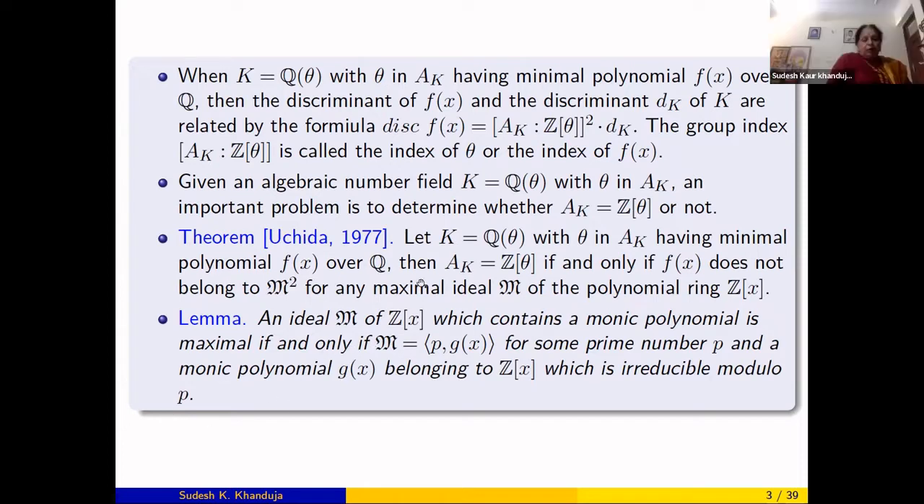And not only that, in a simple lemma, he described all maximal ideals which contain a monic polynomial. An ideal M of the polynomial ring Z[x] which contains a monic polynomial is maximal if and only if the ideal M is of the type (p, g(x)) for some prime number p, if and only if M is generated by p and g(x) for some prime number p and a monic polynomial g(x) belonging to Z[x] which is irreducible modulo p.